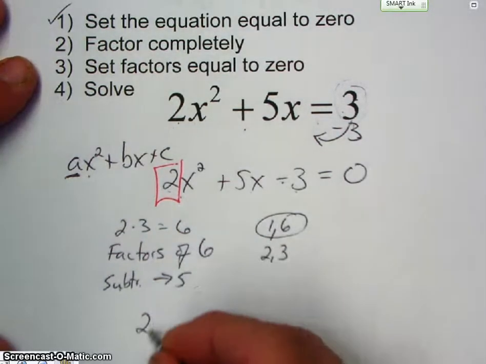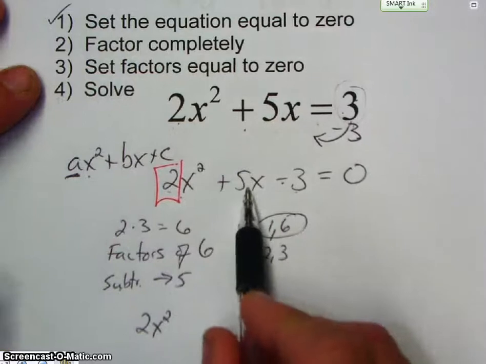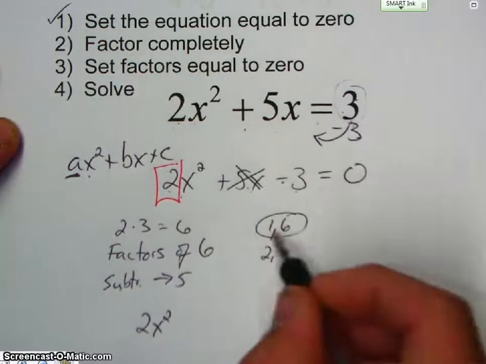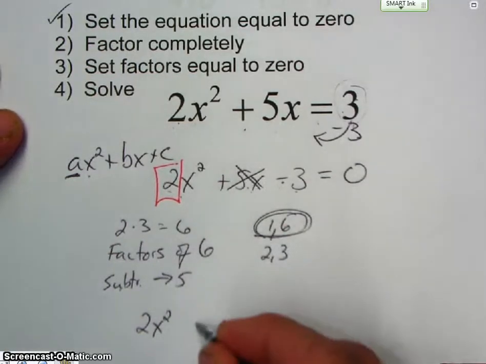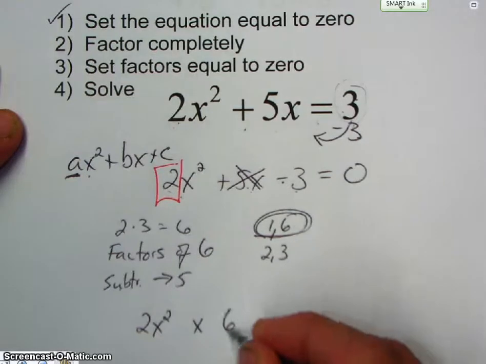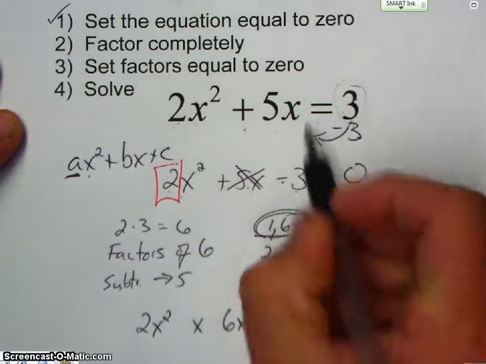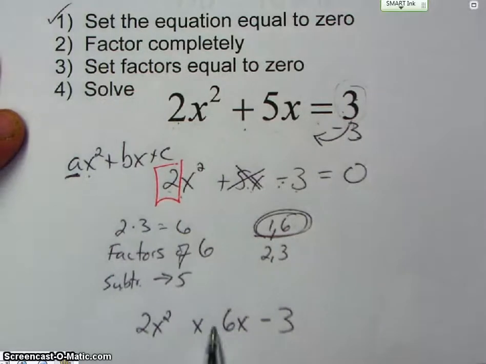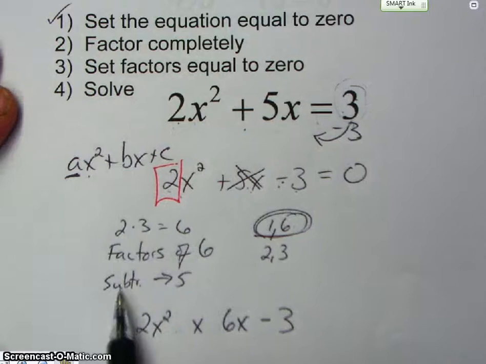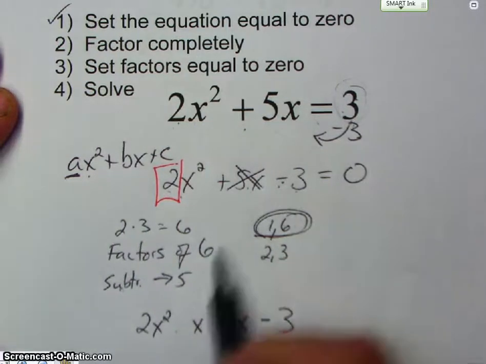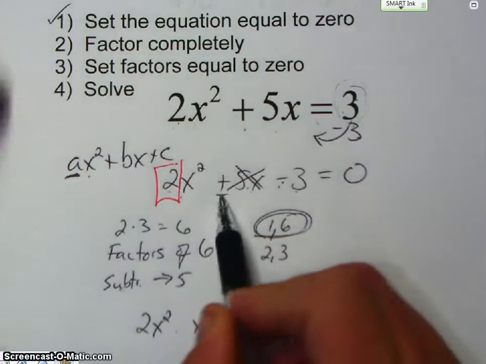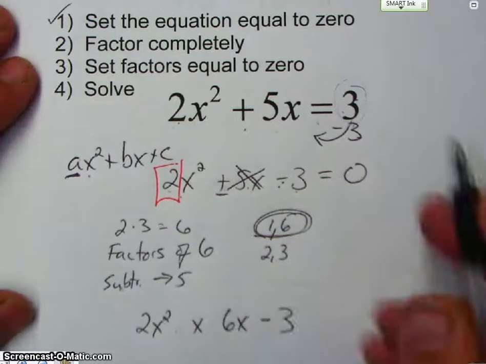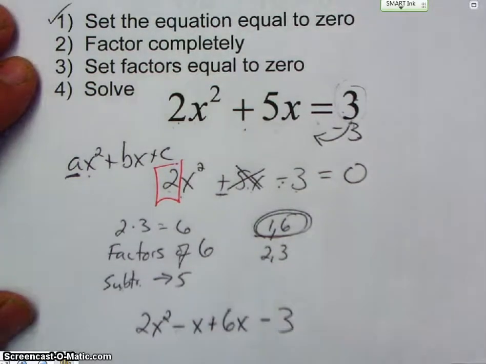So now I take 2x squared. This 5x, I'm going to rewrite using 1x and 6x. So I'm going to put x and 6x. Then I have a minus 3. I left these two signs blank because I've got to figure out what the signs are. Subtraction means one of these has to be positive and one has to be negative. If you look here, it tells me that the larger number, the 6, has to be the positive. So therefore, this has to be the negative.